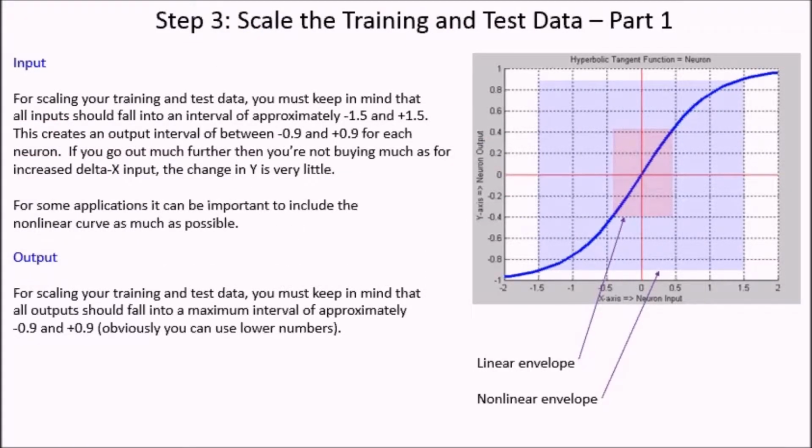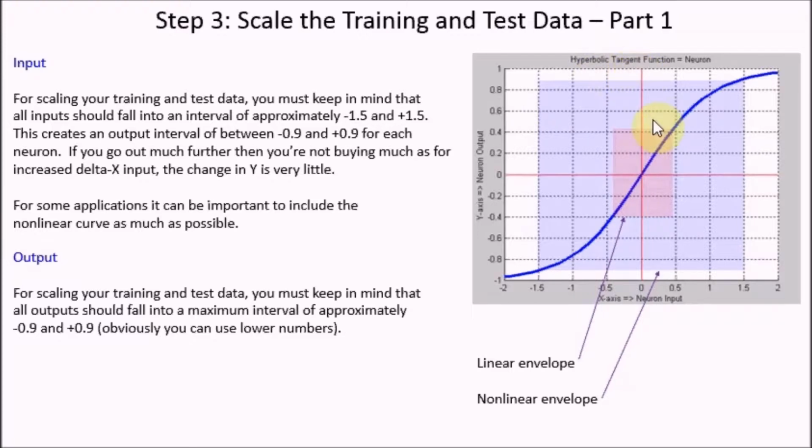Alright, so we've moved on to the next step, which is to scale the training and test data. In order to understand this, you need to understand what you're actually working with. Why are you scaling the data? Well, you're scaling it because it needs to be able to be processed by the processing function, also called the activation function, which in this case is simulated by a hyperbolic tangent function. And this is what the hyperbolic tangent function looks like. When you input these values over the x-axis, these are the y values that you get.